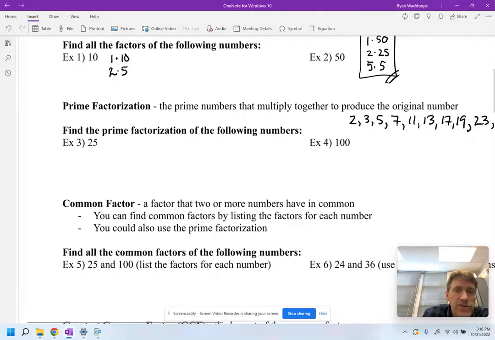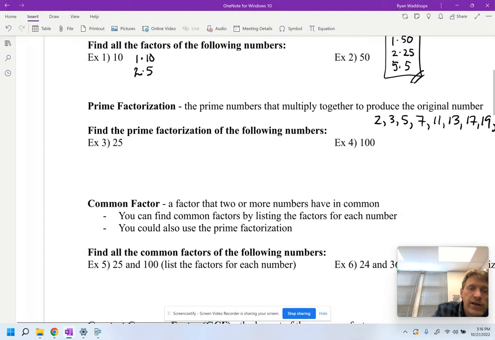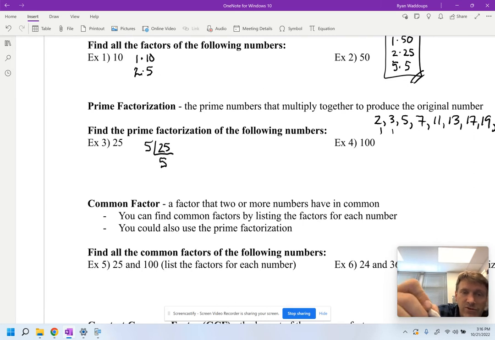All right, find the prime factorization of the following numbers. 25. I like to do this a little bit differently than you might have seen. For 25, I'd start with 2. 2 will not go into 25, so I skip 2 and I go to 3, and 3 won't go into 25. So I'm just going through the prime numbers, 2 and then 3, and then I'll go to 5, and I say 5 goes into 25 5 times. And so the prime factorization of 25 is 5 times 5, which can be also written as 5 squared.